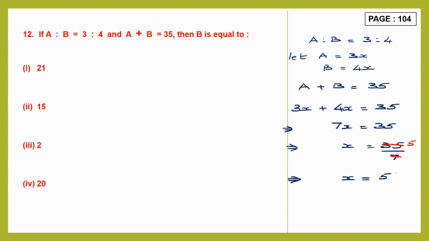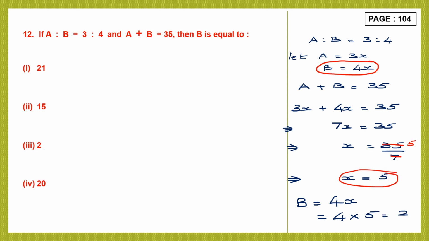Now that we know that x is equal to 5, we can find the value of b. b is 4x, isn't it? So we are asked to find the value of b. So we are taking only b. b is 4x. That means 4 into x. And how much is x? x is 5. So 4 5s are 20. So our answer here is 20. So which is that option? Is option 4, 20.